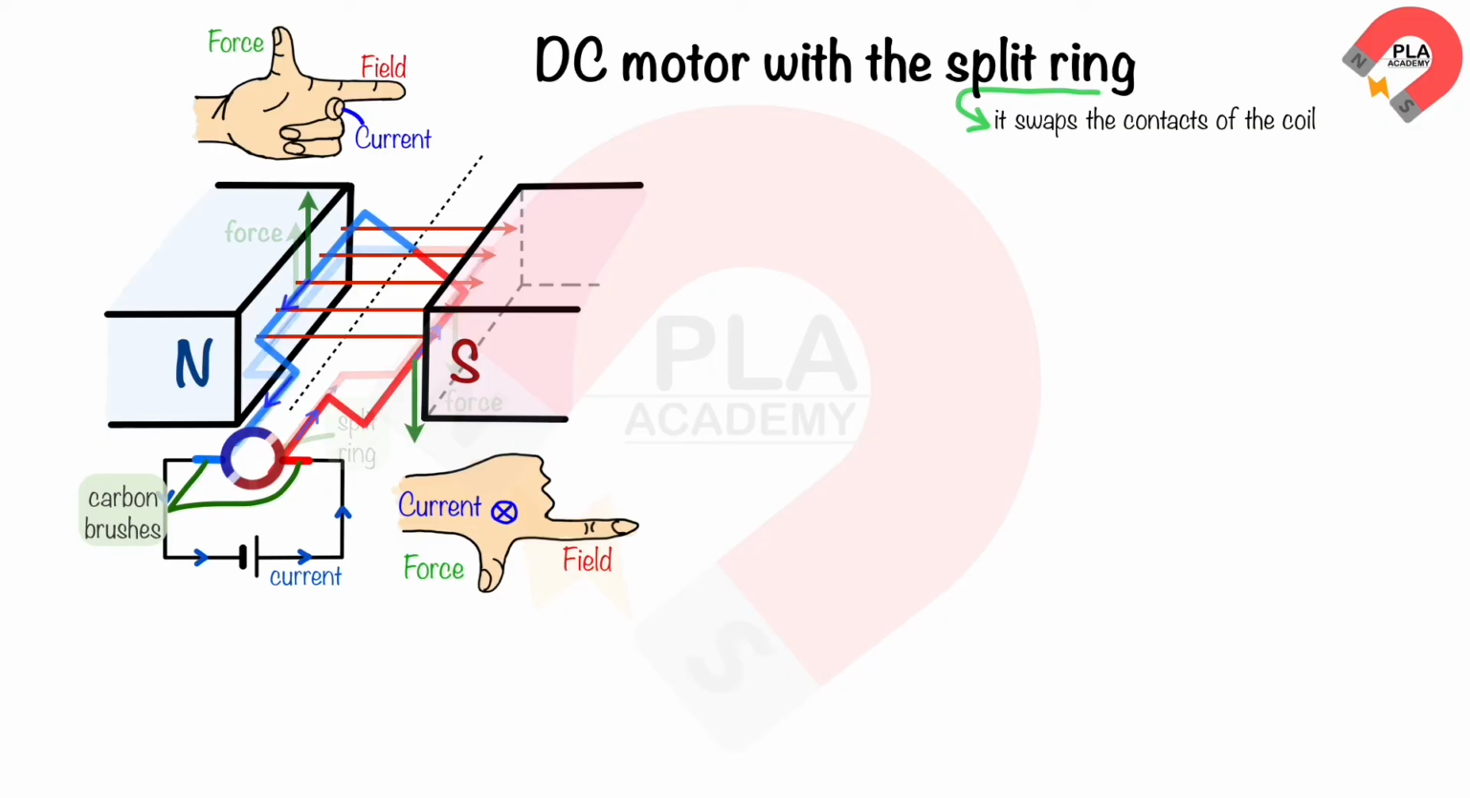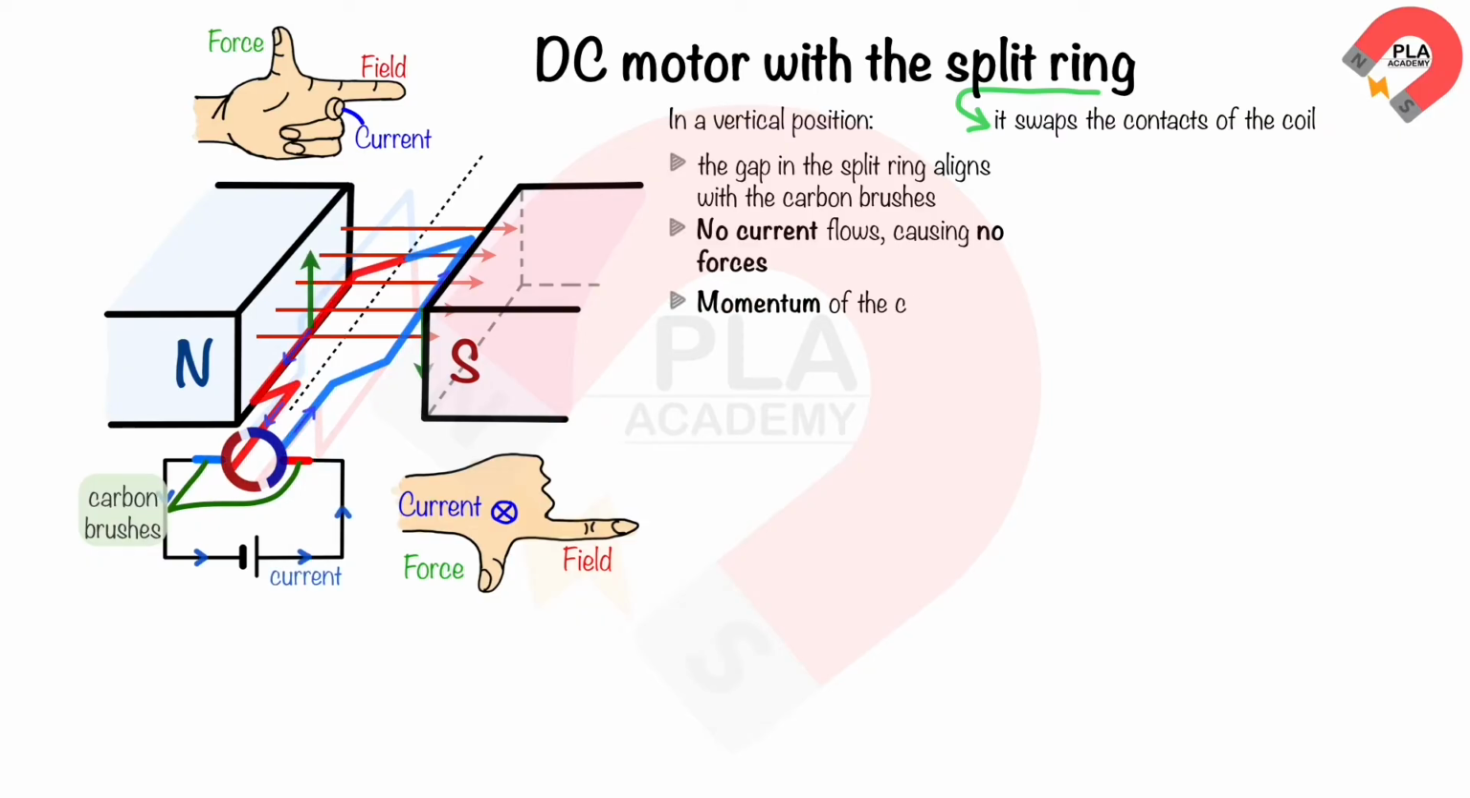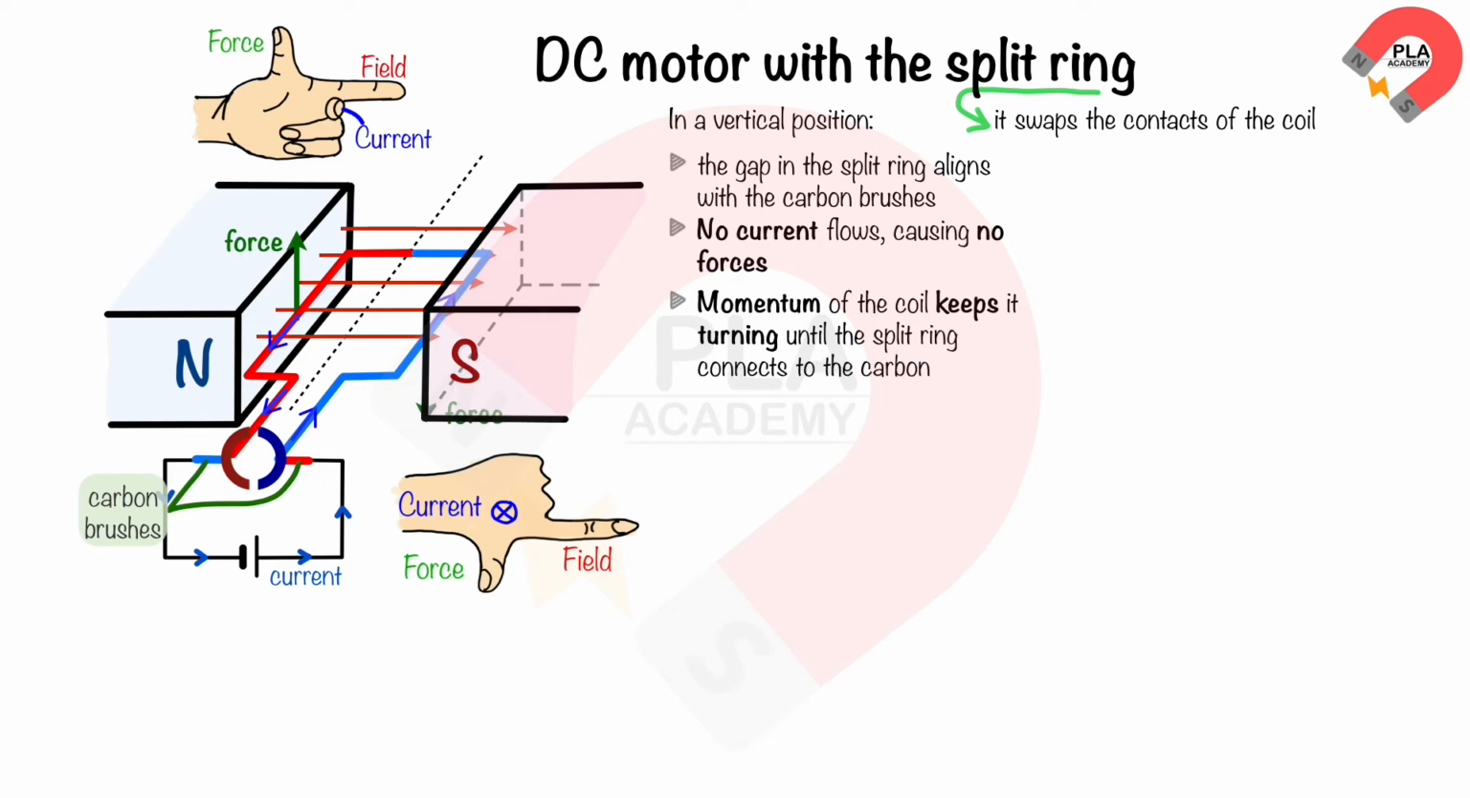As the coil rotates until it reaches a vertical position, the gap in the split ring aligns with the carbon brushes. This makes no current flow through the coil, causing no forces to act on both sides. The momentum of the coil keeps it turning until the blue split ring connects to the red carbon brush, and the red split ring connects to the blue brush. This reverses the direction in which the current is flowing in both sides of the coil. This keeps the current leaving the motor in the same direction.